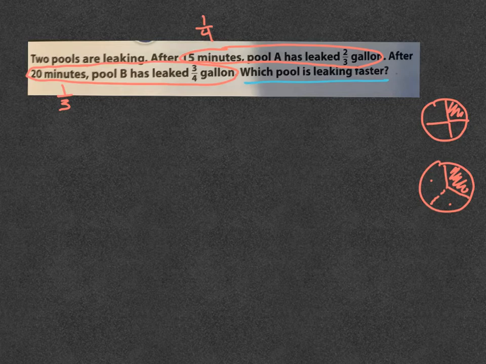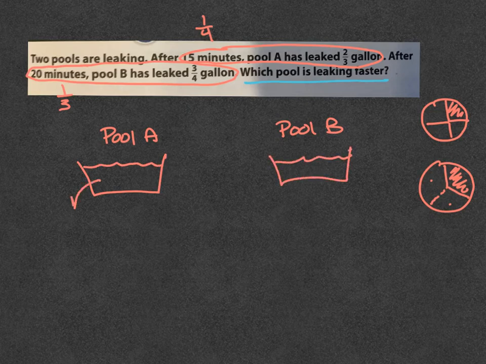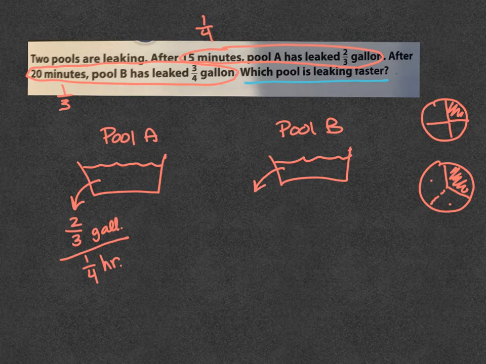I need to draw my pools. Pool A, and pool B. There is pool A. There is pool B. And coming out of pool A slowly but surely is 2/3 gallon leaking every 1/4 of an hour. And coming out of pool B is 3/4 of a gallon every 1/3 of an hour.